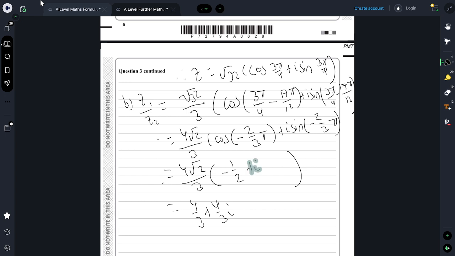Minus root 3 over 2, so that's minus root 3 over 2i. I don't know what happened there. And then obviously expand that out. So that is going to be minus 2 root 6 over 3i, and then times the minus a half. And then that's minus 2 root 2 over 3. And that's what the mark scheme has.